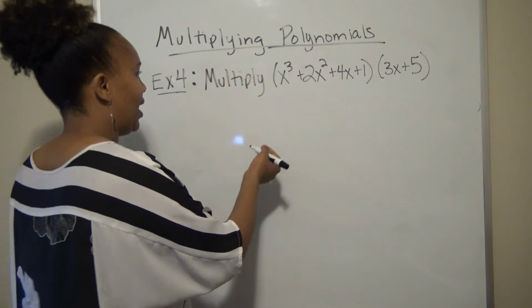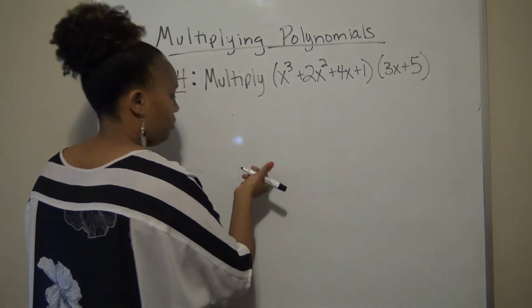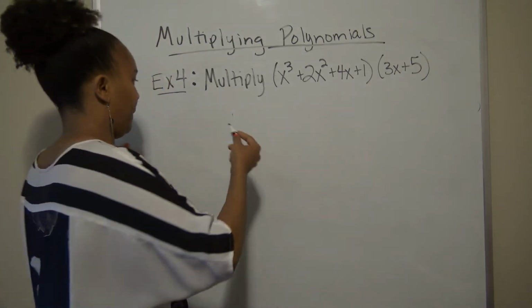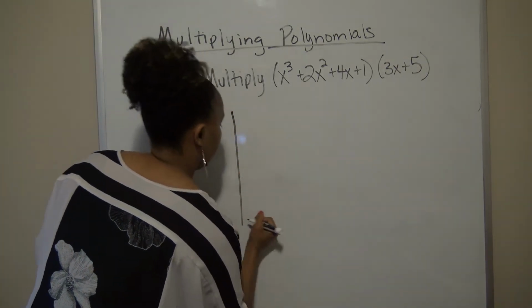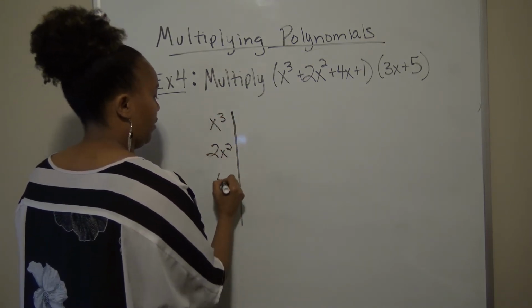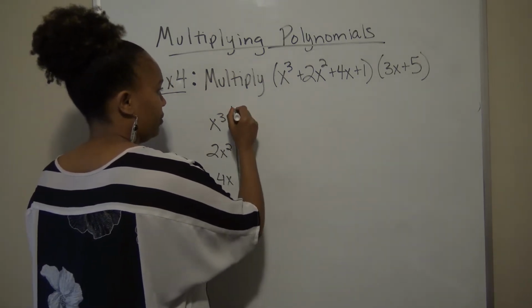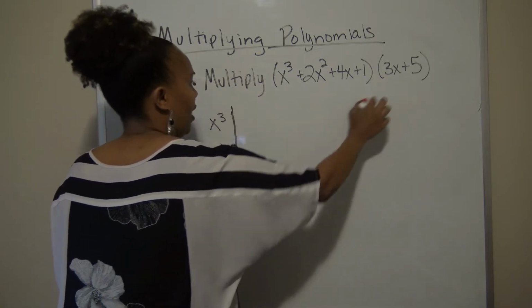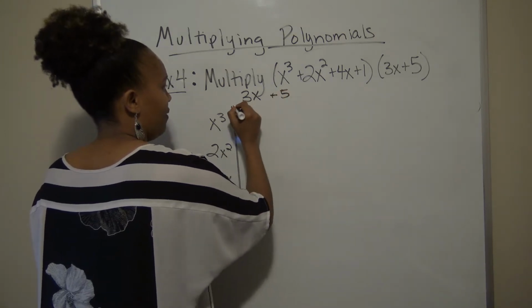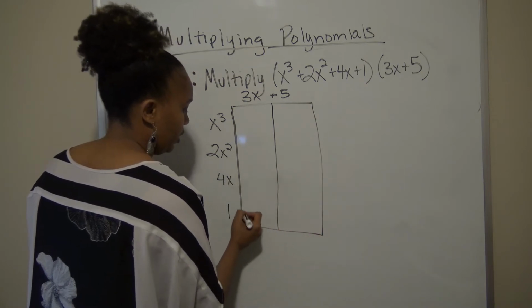So when I draw my box, if I let this represent my rows, then that means, oh, now my marker stopped working all of a sudden. So that means I would have an x to the 3rd here, a 2x squared here, a 4x here, and a 1 here. That means I need to have 4 rows because there are 4 terms. And then my other polynomial has 2 terms, so I'll put that across the top, a 3x and a plus 5. So I should have 2 columns and 4 rows. So this is what my box will look like.